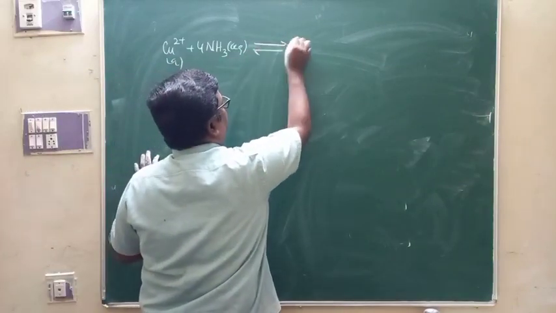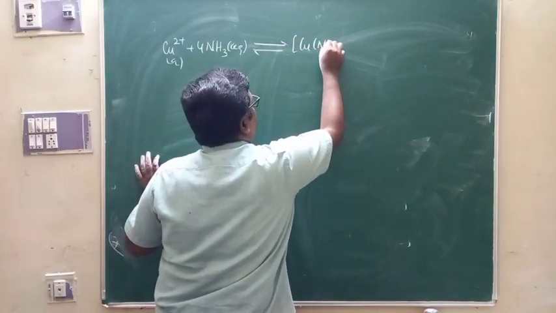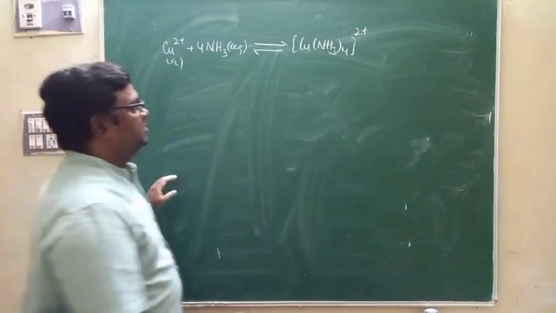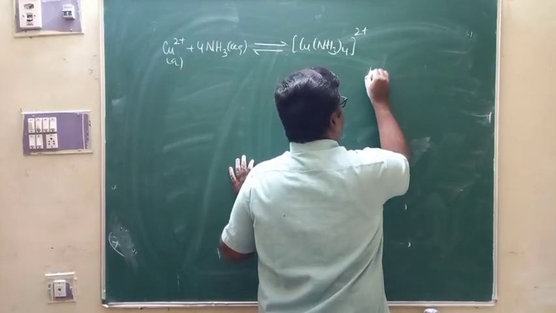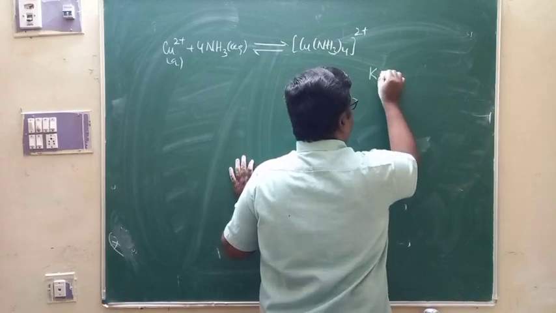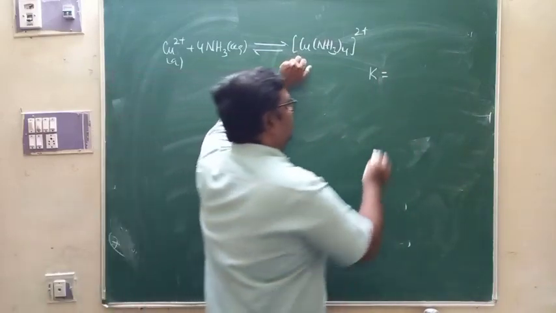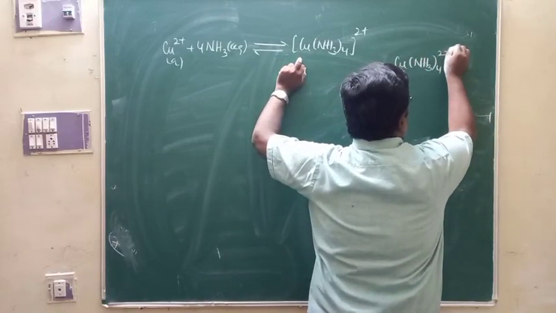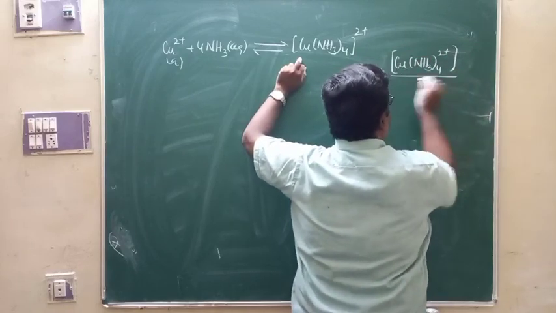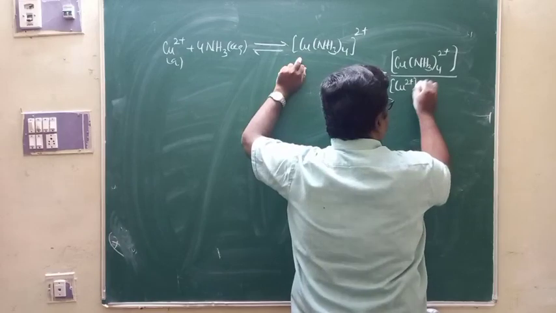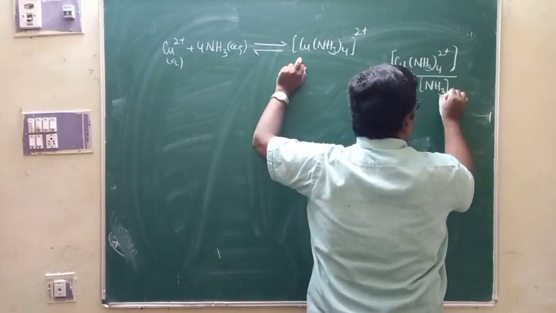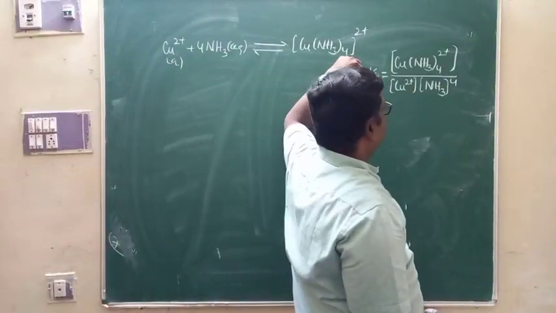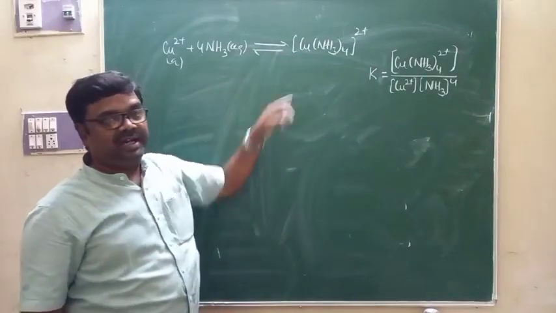That leads to the formation of one complex, that is Cu(NH3)4 2+. This is one complex, is it not? As far as the association constant of this particular complex is concerned, the overall association constant is equal to the molar concentration of product Cu(NH3)4 2+ divided by the molar concentration of reactants Cu2+ into NH3 to the power 4. For this particular reaction, I can write the expression for association constant like this: product divided by reactants.